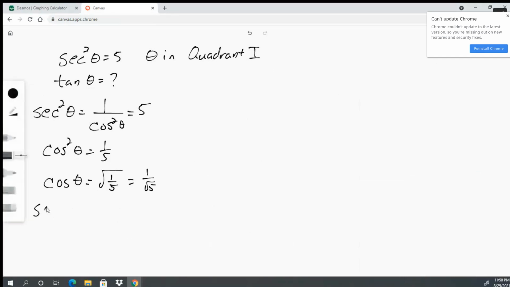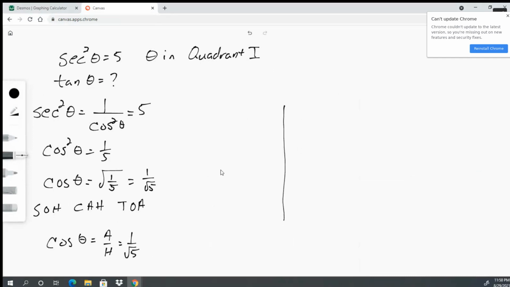From here, we have SOHCAHTOA. Sine is the opposite over hypotenuse. Cosine is adjacent over hypotenuse. And tangent is opposite over adjacent, right? So cosine theta being adjacent over hypotenuse equals 1 over the square root of 5, right? And when we draw this out, we know we're in quadrant 1, right?